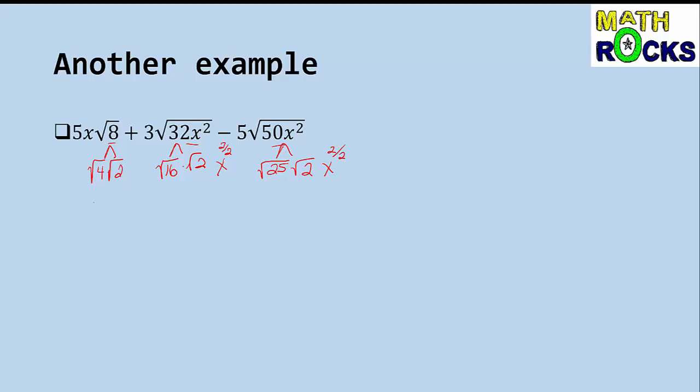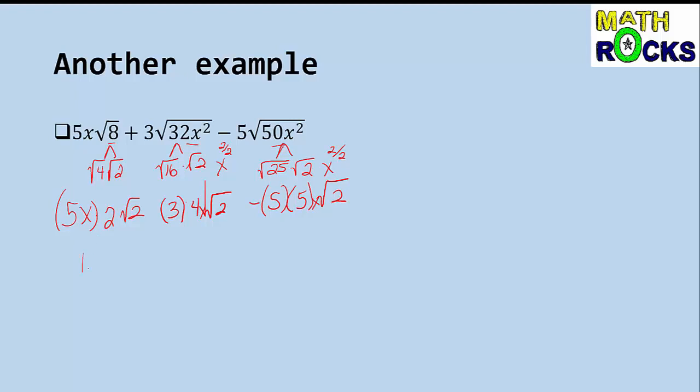So now I have 5x times 2 square root 2. Now I have 3 times 4 square root 2 minus 5 times the 5 square root 2 that I got from here. And you'll notice that the x's, 2 over 2, becomes a single x. So that means that the square root of x squared is x. And I'm going to bring that out in front, and I'm going to bring that out in front.